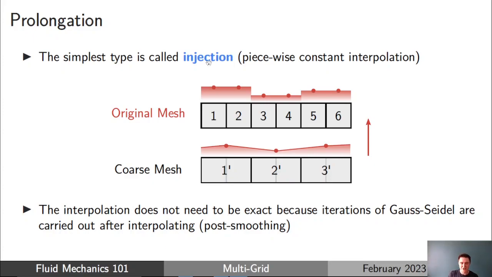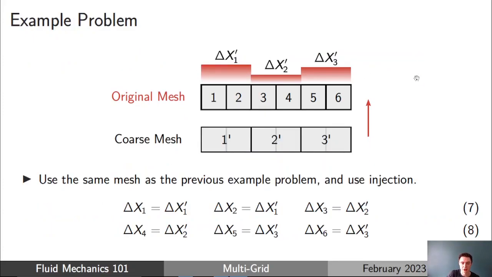The key point is that when we're using injection to move back to the original mesh, later, after we've done this injection, we're actually going to carry out more iterations of the Gauss-Seidel algorithm anyway. So even if this interpolation isn't very exact, this produces a high spatial frequency component to the error, because of course there are errors between the adjacent cells because of the interpolation. And so when we do a few iterations of Gauss-Seidel, those error components will be rapidly removed anyway. And so this is why we can actually use a low accuracy type of interpolation like injection.